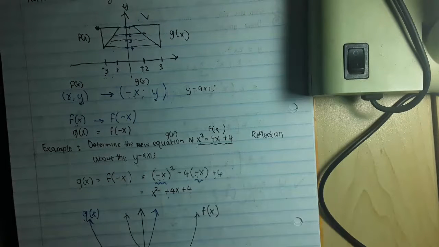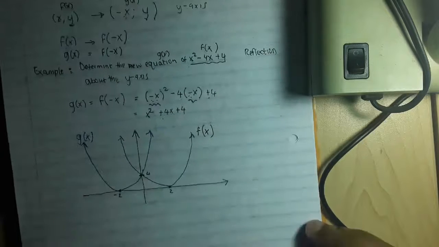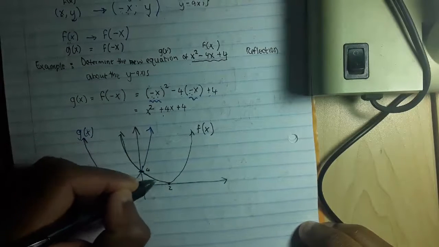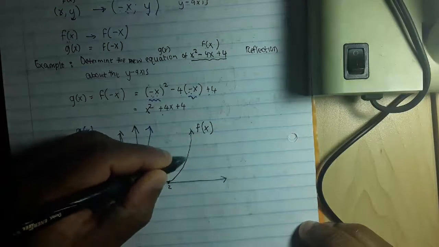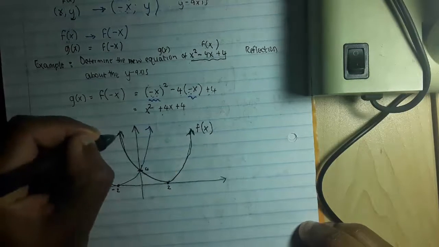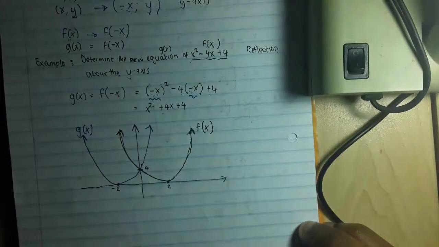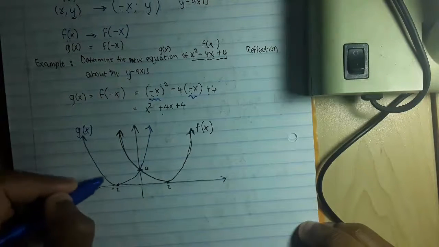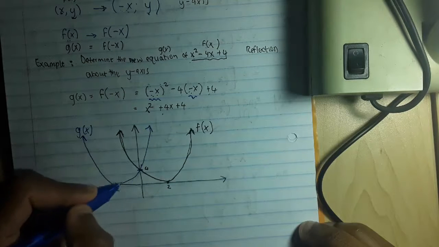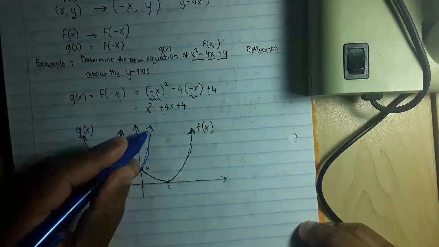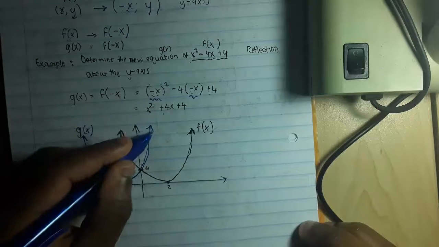If we try to draw this, this is the f of x graph, and then it was reflected about the y-axis. So this is the new graph now, newly reflected. If you try to draw it, you'd see that the newly reflected graph will look like this.